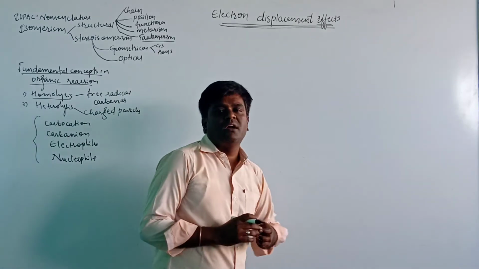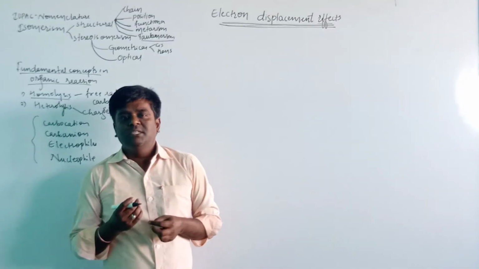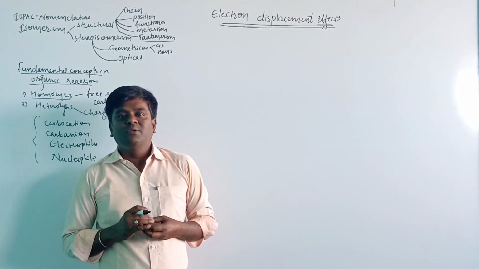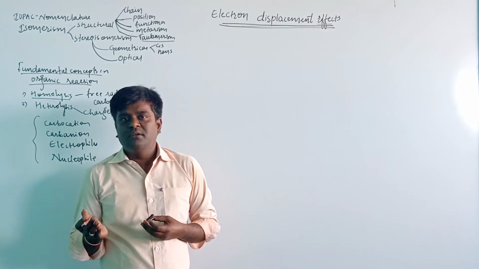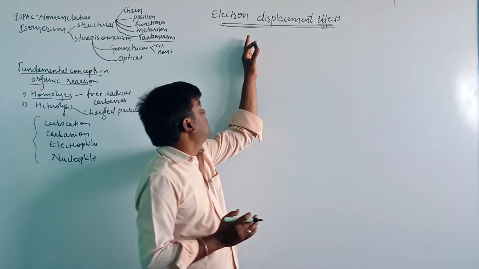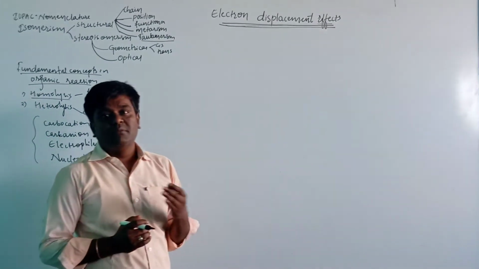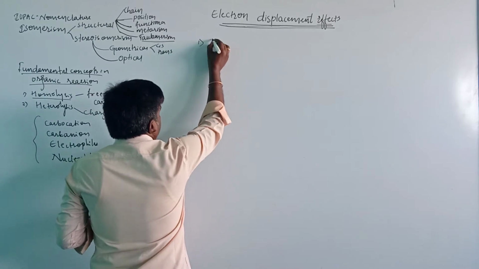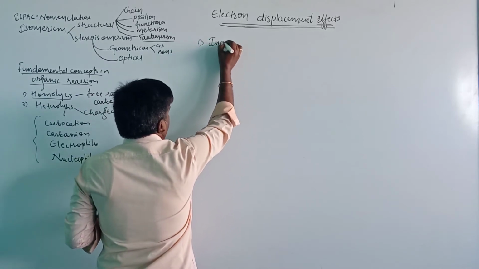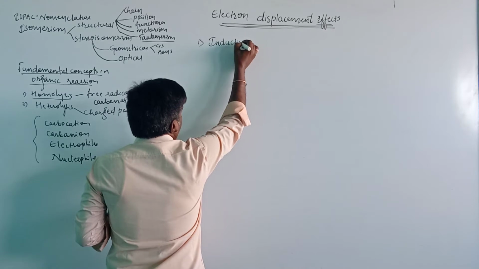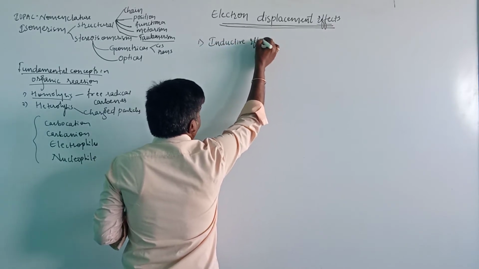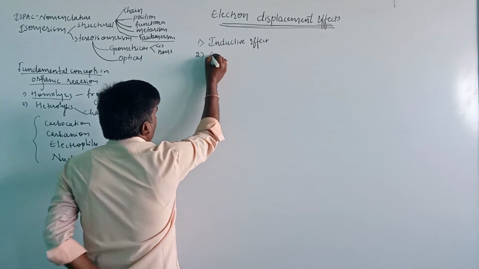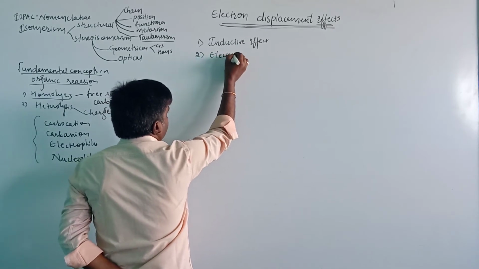Suppose an electron is displaced in a molecule or reaction, then the reactivity of that molecule will be affected. The electron displacement effects are mainly of four types. First is the inductive effect, and the second is the electromeric effect.